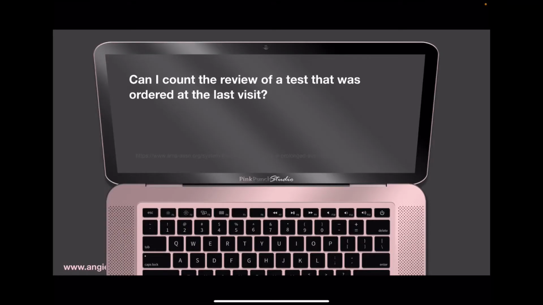All right, so this is a question that I have received a lot. I think a lot of people had questions about this. The question, and I haven't phrased it very well here, but basically the question that I keep getting is, can I count the ordering of tests at one encounter and the review of the same test at the second encounter? So can I count the review of a test that was ordered at the last visit? No. And I'm going to show you in the guidelines why that's the answer.